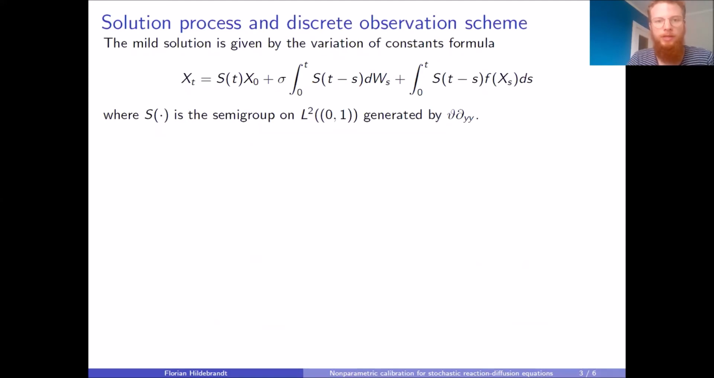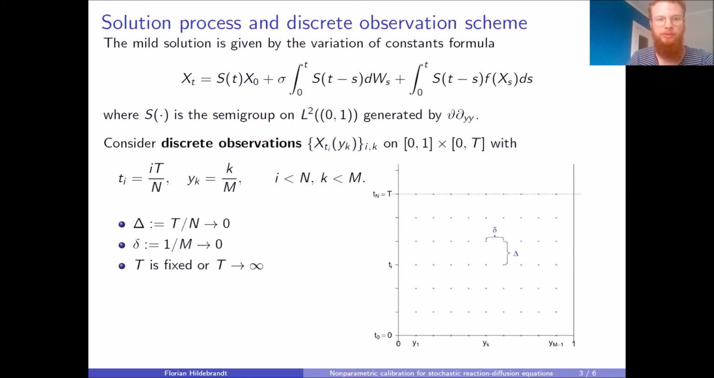The solution to the stochastic reaction-diffusion equation can be written down in terms of this variation of constants formula. Here S always denotes the semi-group generated by this differential operator. We have the following structure. We have a semi-group applied to the initial condition. Then we have a stochastic convolution. And then we have a convolution with the semi-group and the function f applied to the process. When f is not present, this whole term vanishes, and you see that we have a closed form solution in this case. As you can imagine, when there is no closed form solution, things get much more complicated.